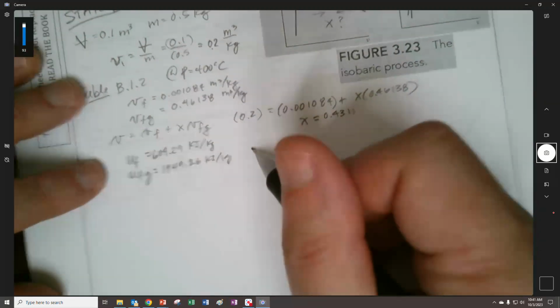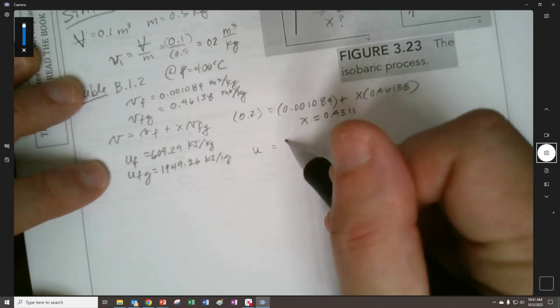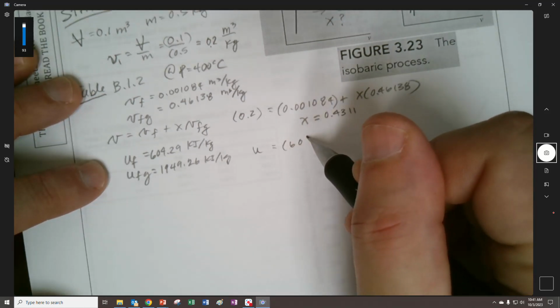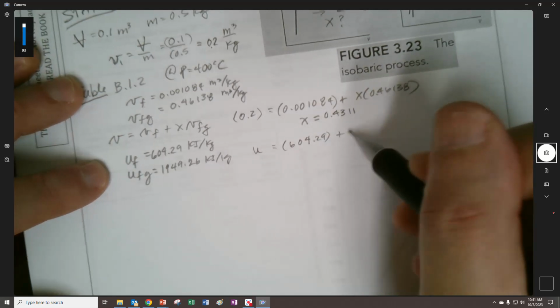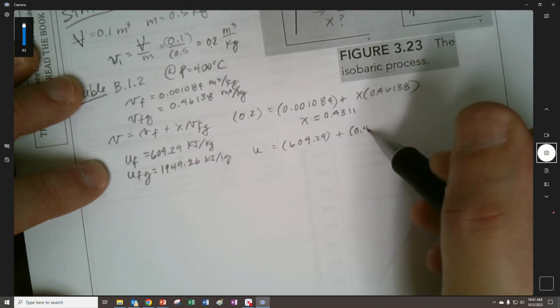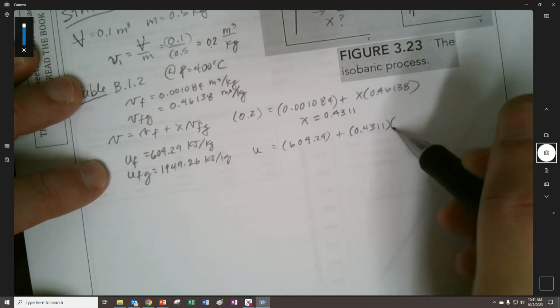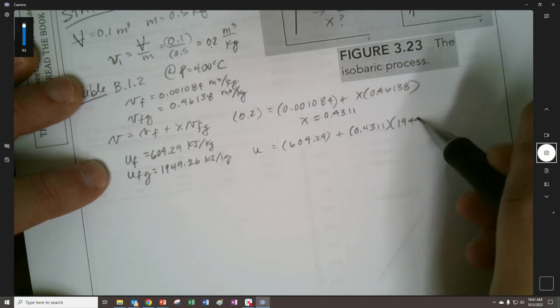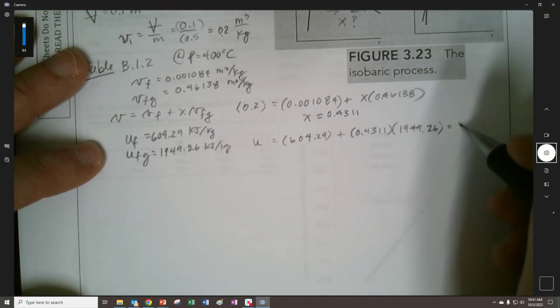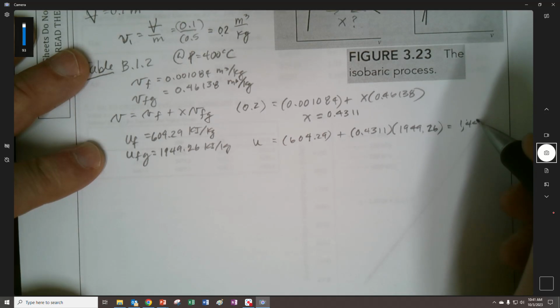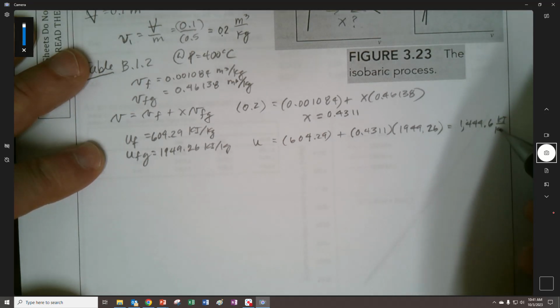So I'll write this over here. It's still going to be the same thing. u is going to be equal to 604.29, is it a 4 or 9? I can't read my own writing. I think it's a 4. 604.29 plus 0.4311 times 1949.26, and we'll get u equal to 1444.6, which is good enough for sig figs, right?